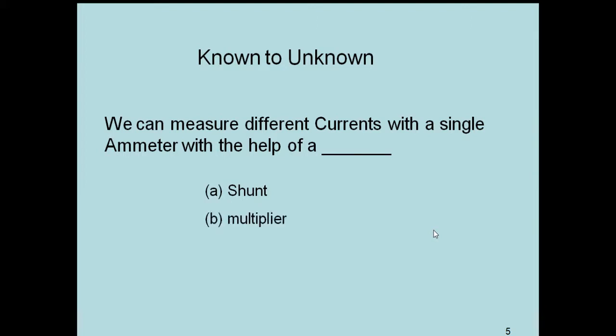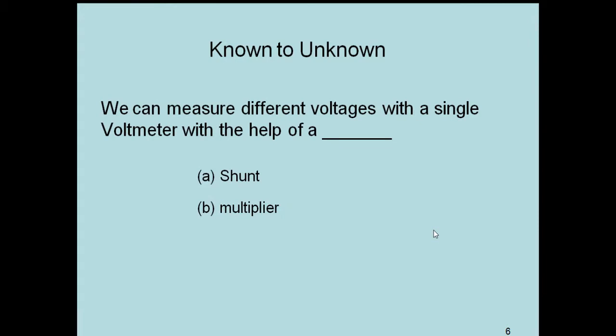You can measure different currents with a single ammeter with the help of a shunt, multiplier, auto transformer, or rheostat. We can extend the range of an ammeter by using a shunt, so option A, shunt. We can measure different voltages with a single voltmeter with the help of a shunt, multiplier, auto transformer, or rheostat. By using a multiplier, we can extend the range of the voltmeter.